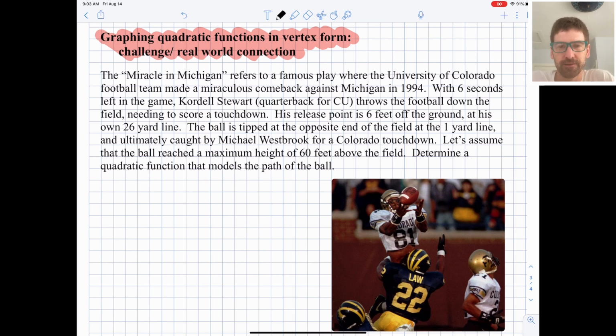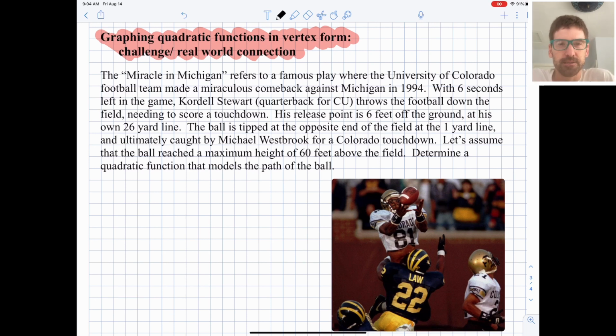The University of Colorado was playing the Wolverines, and there were 6 seconds left in the game, and CU, Colorado, was down by, I think, 5 points. I'm not quite sure. And they only had time for one play to go, and they had about 75 yards to go to get a touchdown. Okay, so Cordell Stewart, the quarterback for CU, who went on to have a great professional career at Pittsburgh, throws the football down the field, needing to score a touchdown.